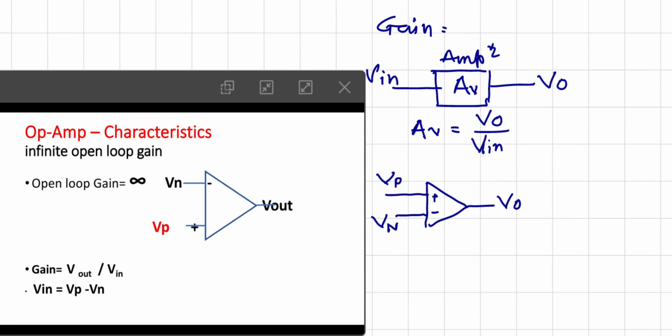So now an operational amplifier has two input terminals or two inputs. It is not like this amplifier.